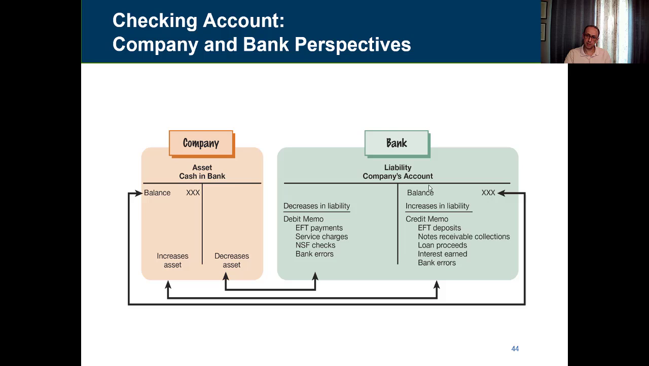From the bank perspective, they show it as a liability, and they just list the company name or the client name, and their balance is expected to be on the credit side because that's the liability. Any increase in the liability is affected by those credit memos, and any decrease in the liabilities is affected by the debit memos. This is just a side-by-side comparison that shows the image between how the company presents the cash and how the bank presents the cash.